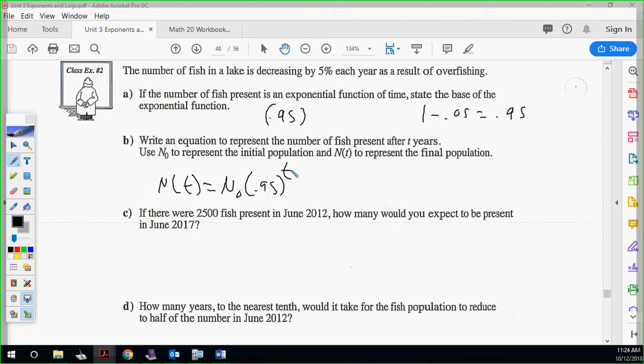There were 2,500 fish present in 2012. How many would you expect to be present in 2017? So now we put 2,500 there, and we do it for 5 years. And so now we calculate. After 5 years, it'd be from 2,500 to 1,934. So almost 600 fish would be lost from the overfishing.